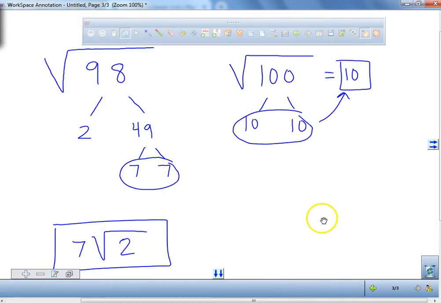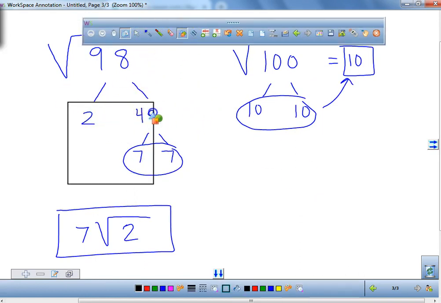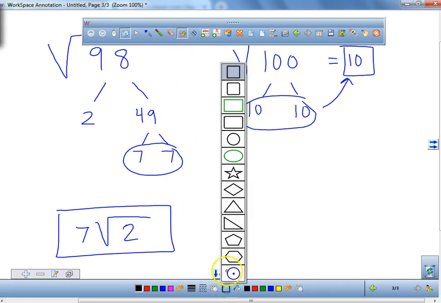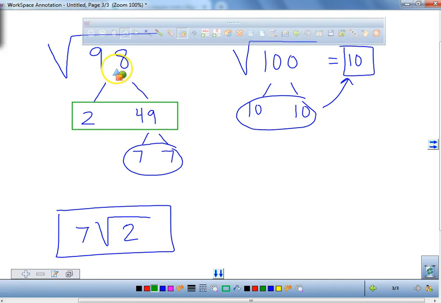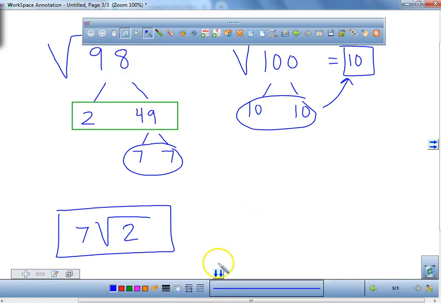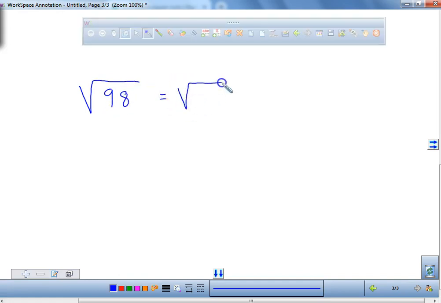Okay. All right, here's another way to think about this. Does everybody agree that 2 times 49 is 98? You all good on that? Okay, so check this out. I could also say that the square root of 98 could also be equal to the square root of 49 times the square root of 2. These are equivalent. Is 49 times 2 98?